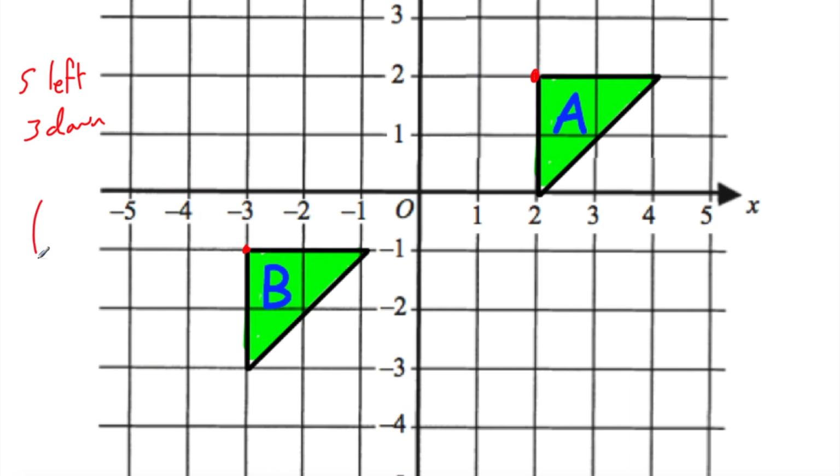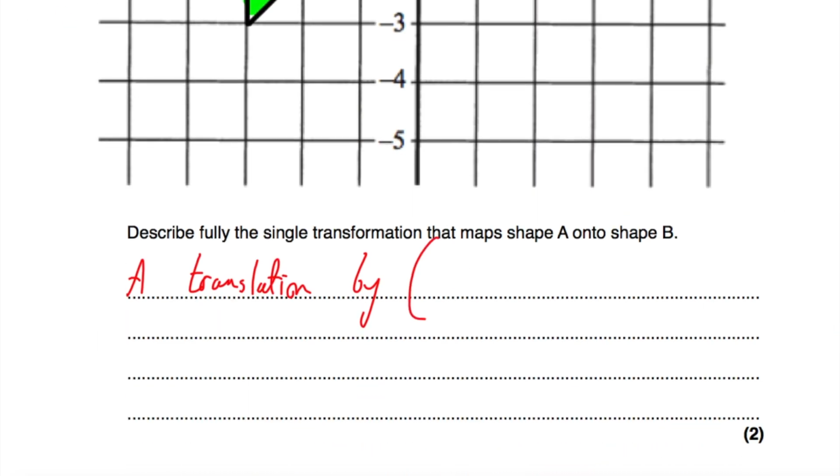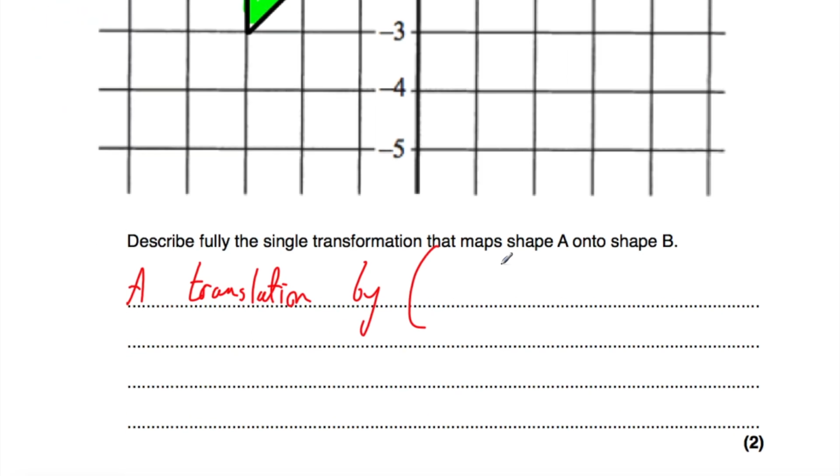So as a translation vector, to the left, remember, is negative, so it'd be -5, and then down would be negative as well, -3. So to get from A to B, it would be a translation by -5, -3. So let's write that down. A translation by the translation vector -5, -3, and that's it. And there's 2 marks. One mark's for writing down it's a translation, and then the second one is the translation vector by -5, -3, 5 squares left and 3 squares down, and that's it.